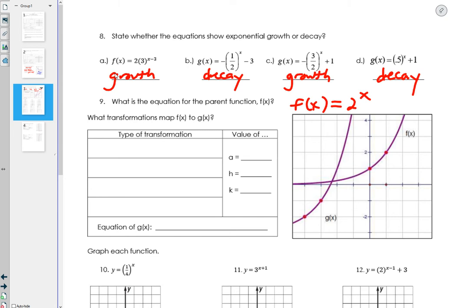Now let's look at the transformations. Has a flip occurred? Has any type of reflection occurred? No. So A, I know A has to be positive. Then again, they gave us these points highlighted, which usually is not supposed to mean much, but fine.